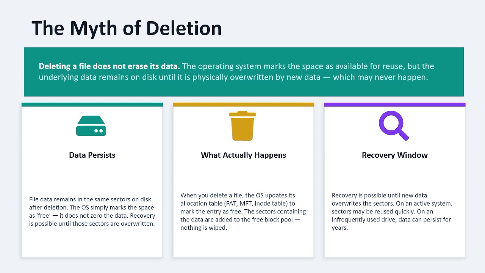So the operating system will update the allocation table, so the file allocation table inside of the FAT12, 16, or 32 file systems, the MFT for NTFS, the inode table for Linux type systems. It'll mark it as free. Those sectors that had that file will now go back into the free block pool, and the next time a file is written, it can use those sectors and start overwriting it. So until that happens, you have a recovery window.